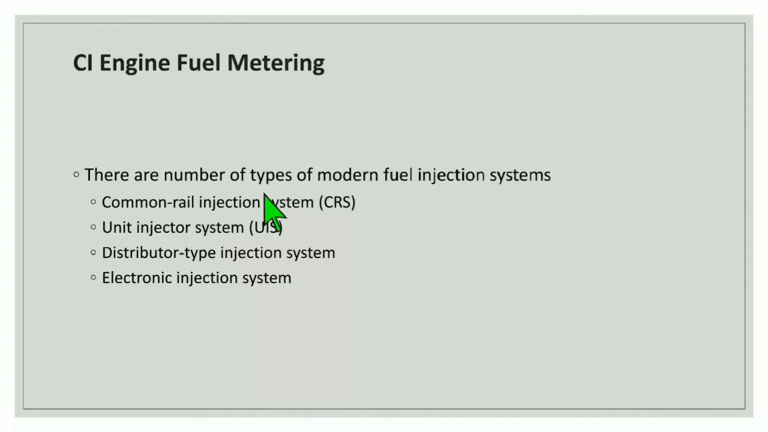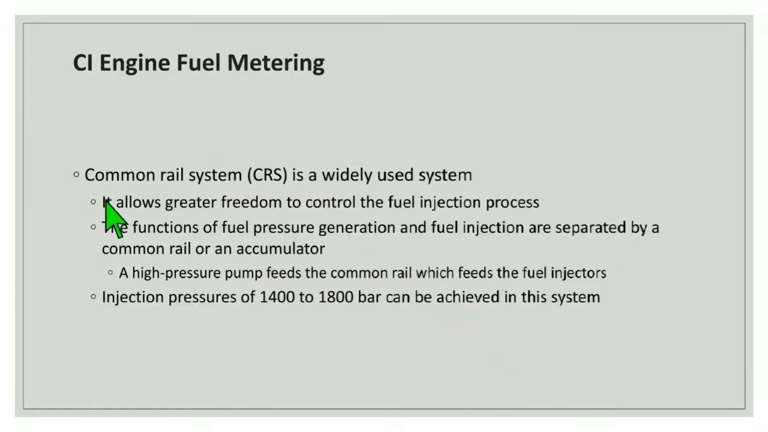There are a number of types of modern fuel injection systems: common rail injection system (CRS), unit injector system (UIS), distributor type injection system, and electronic injection system. Common rail system (CRS) is a widely used system. It allows greater freedom to control the fuel injection process.